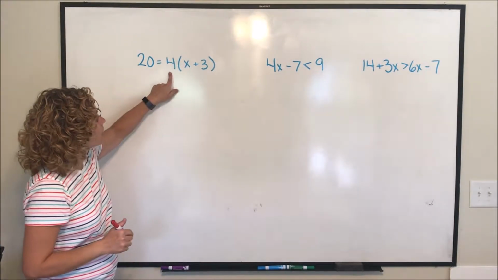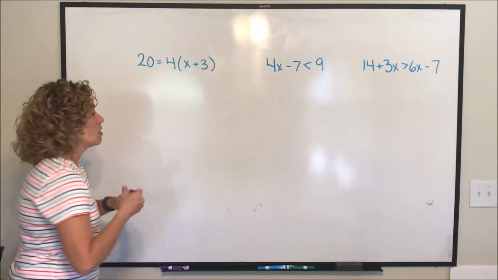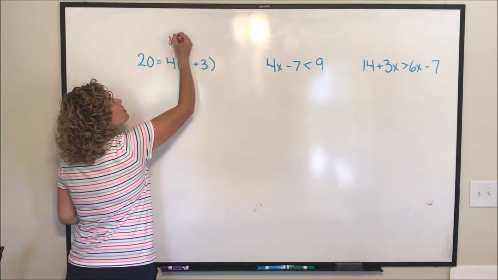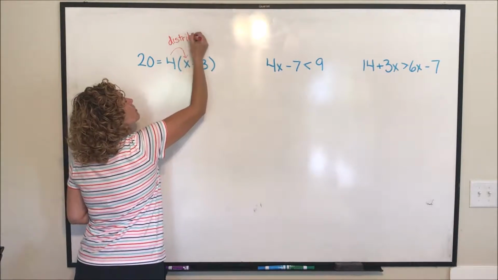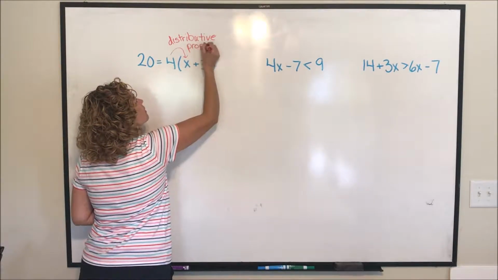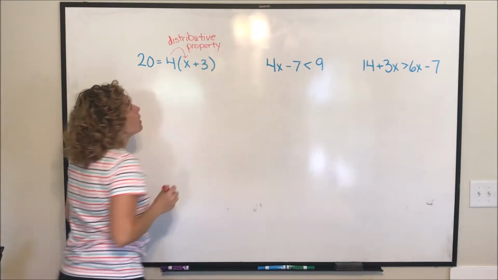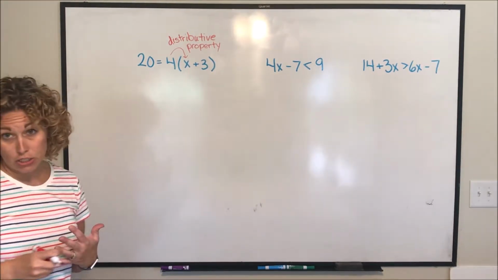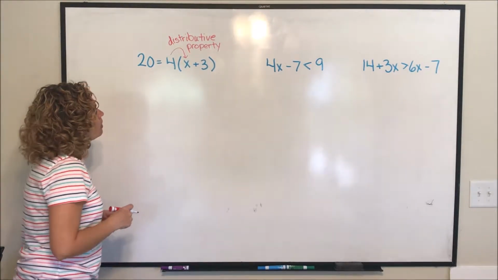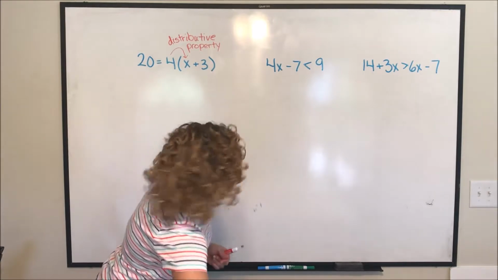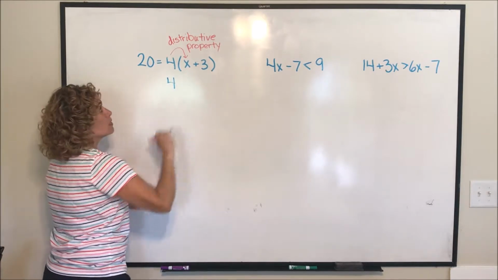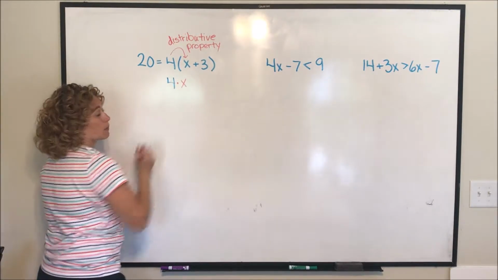But we can give this 4 to each piece. We are going to use the distributive property. Okay. You learned about this in Foundations, I think week 23, 22, somewhere around there. Okay. What that means is this 4 is going to touch the X.